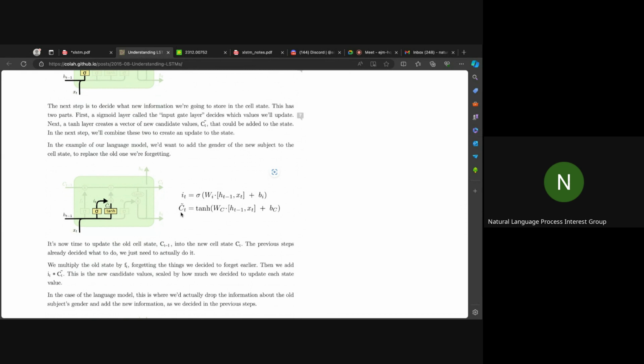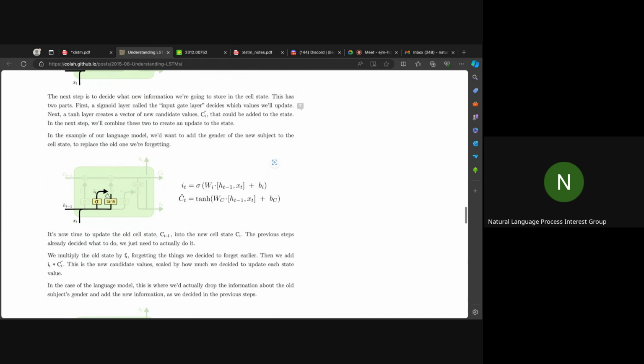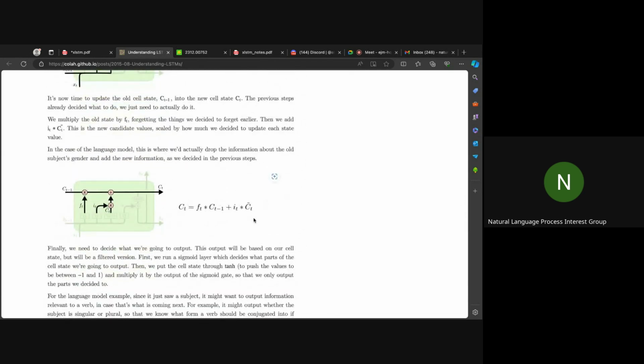To do that, we also have to calculate the ct vector. The ct vector comes up with a representation that is in the same dimensions as the cell state. What happens next is that we multiply the input gate with the ct value, and then we add it to the cell state.